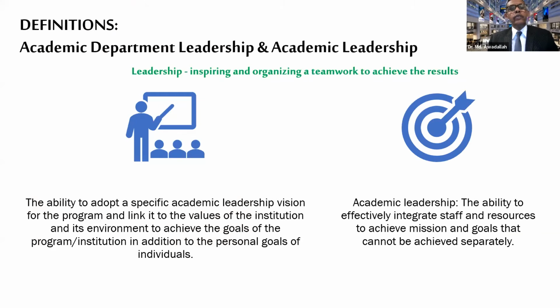So first, I will define academic department leadership and academic leadership. It is the ability to adopt a specific academic leadership vision for the program and link it to the values of the institution and its environment to achieve the goals of the program and institution, in addition to the personal goals of individuals. And academic leadership is the ability to effectively integrate staff and resources to achieve a mission and goals that cannot be achieved separately.